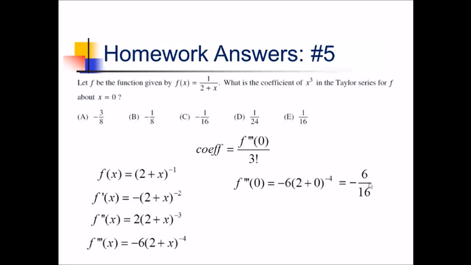So if I'm dividing this stuff by 3 factorial, I'm really dividing it by 6. And dividing by 6 is really the same as multiplying by 1 over 6. Same change flip. So the 6's here are going to cancel, leaving me with just negative 1 over 16, which is also an answer choice, choice C.